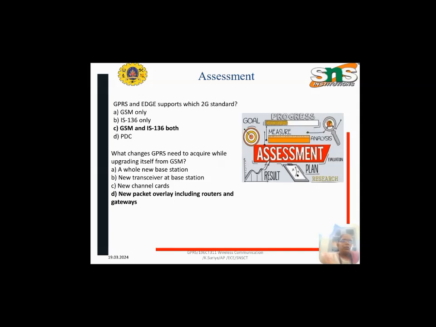So I hope you understood the basics of GPRS. We will take up few assessment questions. GPRS and EDGE supports which 2G standard? Yes, the answer is GSM and IS-136 both. Next question is, what changes GPRS needs to acquire while upgrading itself from GSM? The answer is new packet overlay including routers and gateways.